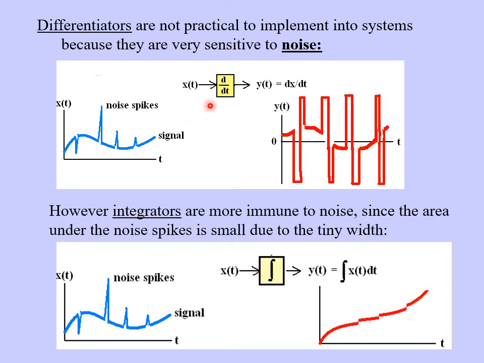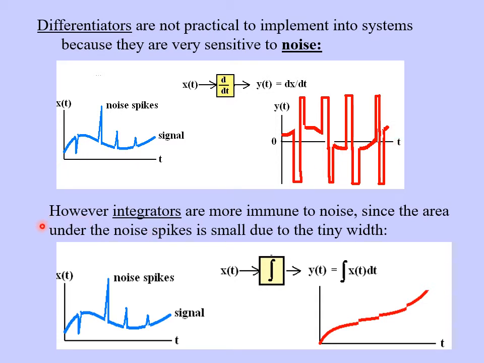Well, remember what a derivative does. It takes the slope. So you can see these noise spikes have very large slope. It's almost infinite in some cases. The spikes are just vertical lines here in the signal. So what happens is our output has these horrible distorted peaks and valleys in it because of the noise here. Each one of these has a large slope, so we get a very large swing in the output. So this is obviously not desirable.